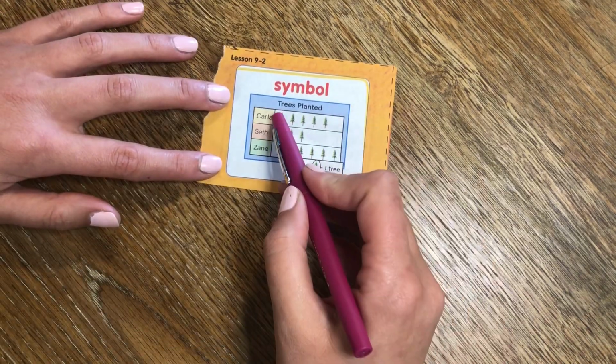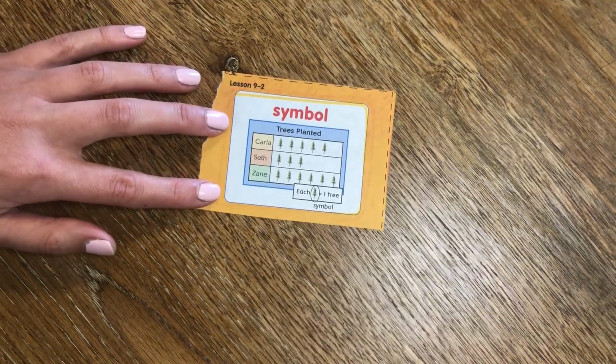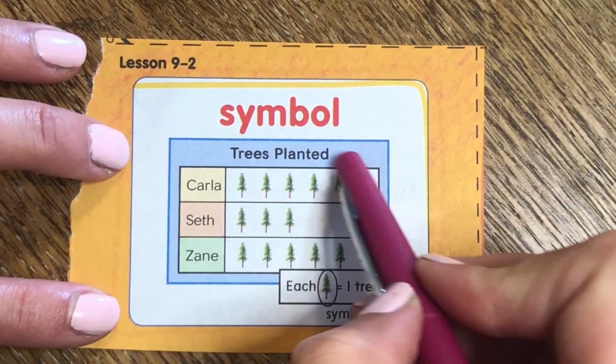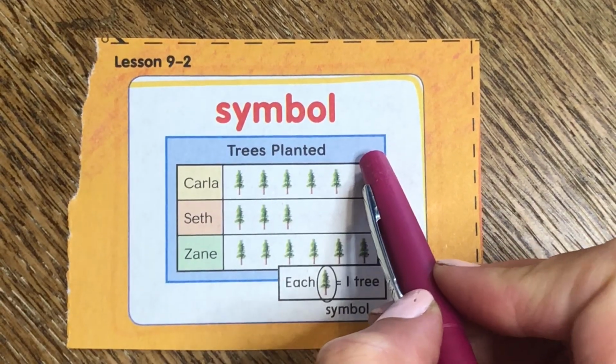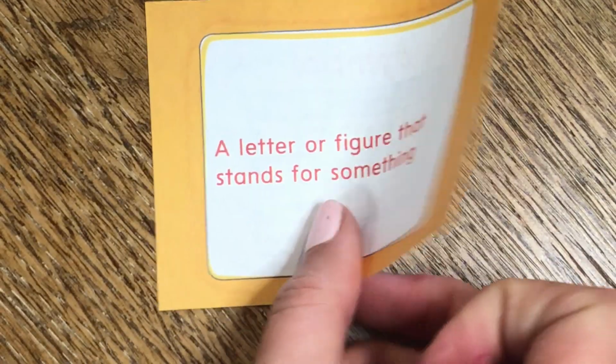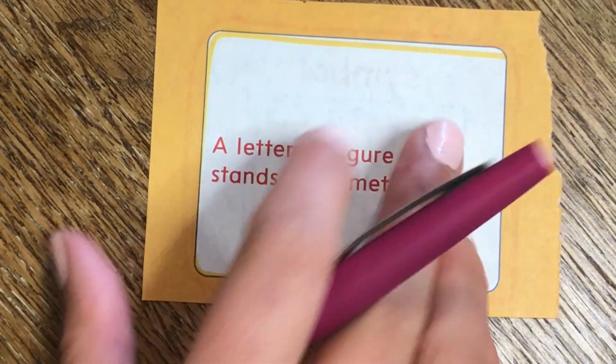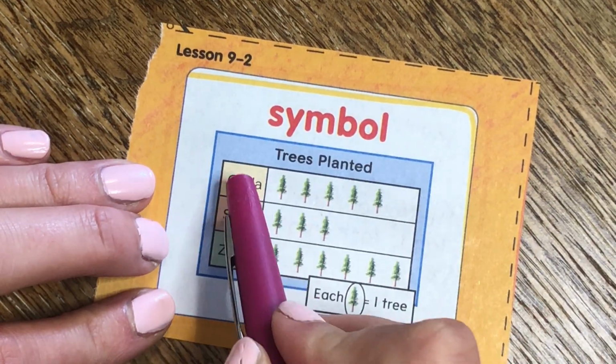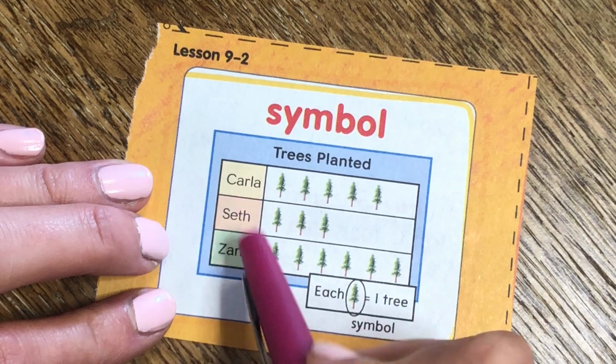So in a pictograph or a picture graph, we have symbols, okay? And you can see on this one that my symbol is a tree for all of these. So this is trees planted, so it makes sense that the picture I use would be a tree. So a symbol is a letter or figure that stands for something. So in this case, each tree stands for a tree that each of these people planted.